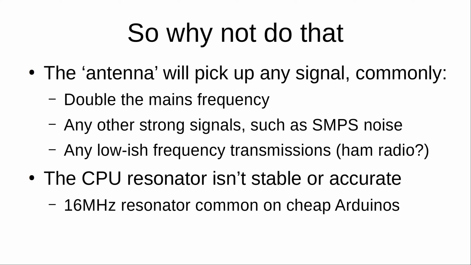So some of those problems are that the antennas will pick up stray signals. When I played around with this code initially, I noticed that it would quite often pick up double the mains frequency, and it was reporting values of around 100 Hz rather than the 50 Hz that I was expecting here in the UK.